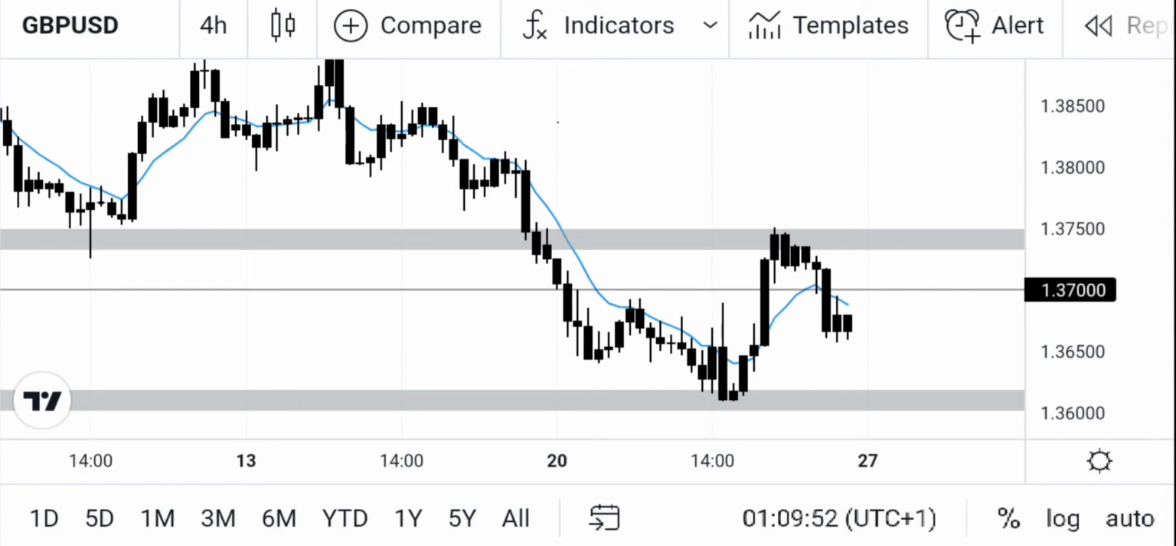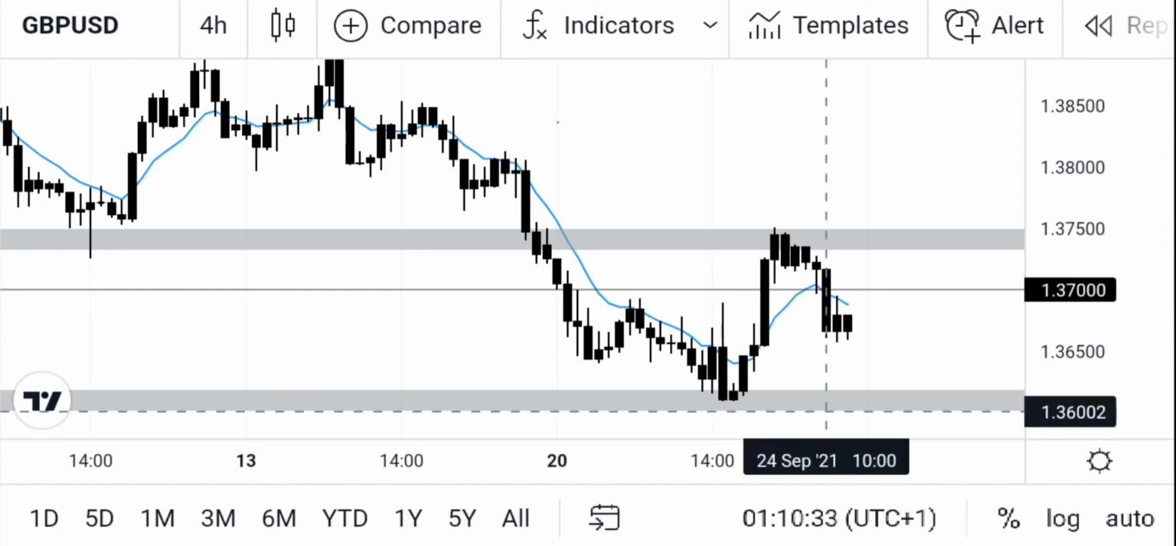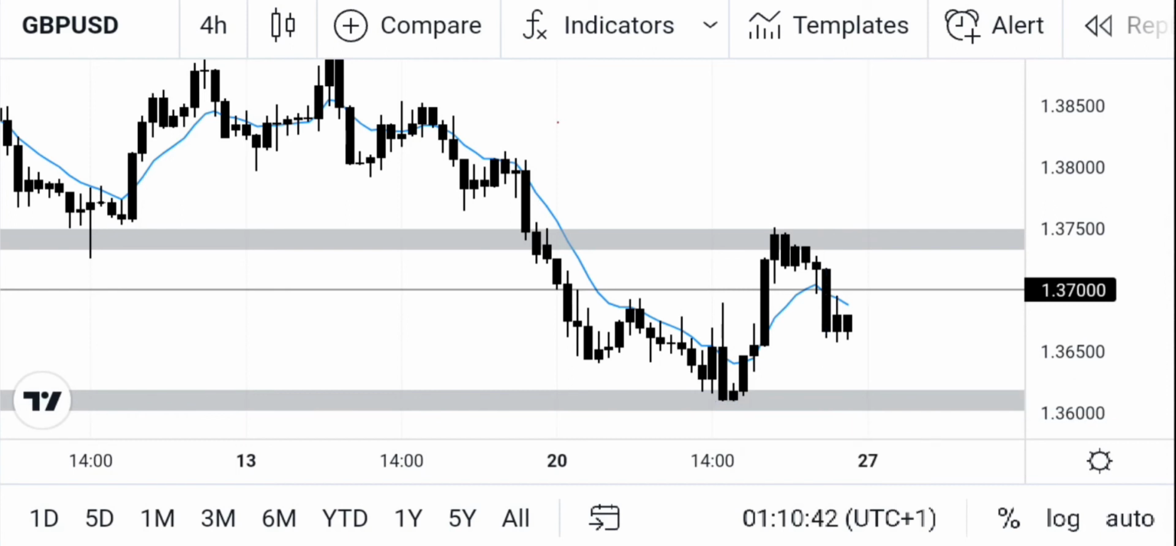But for now, we'll just wait for price to give us a clearer view of the next movement before we trade. But I feel like price is going to retrace to either the 1.3700 level or the 1.37500 level before dropping back down. And if it continues the bearish movement, we can see price breaking this last low that it made around the 1.36086 level and making lower lows on the pound dollar.